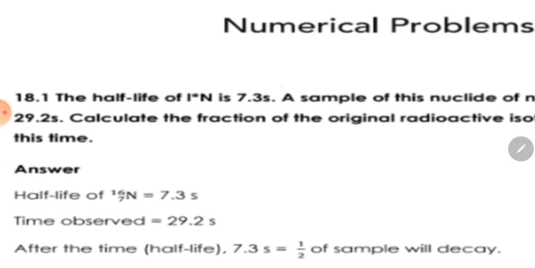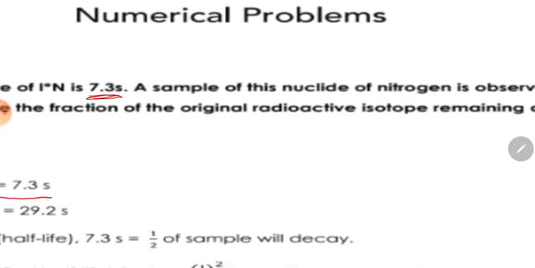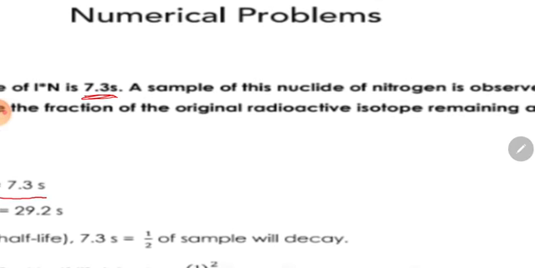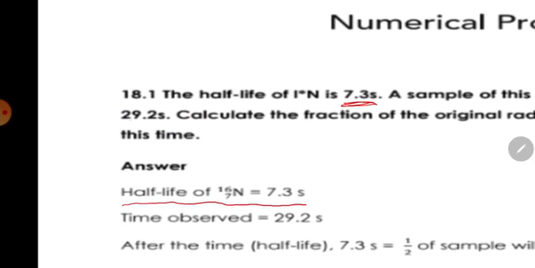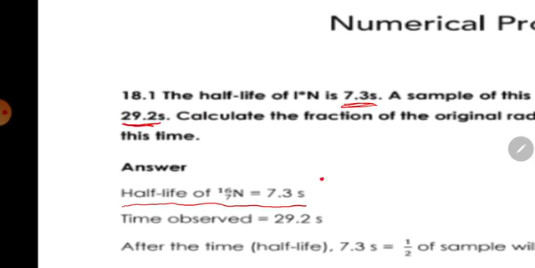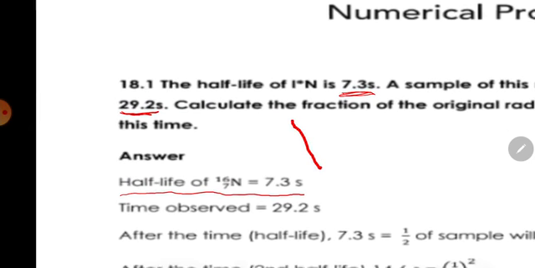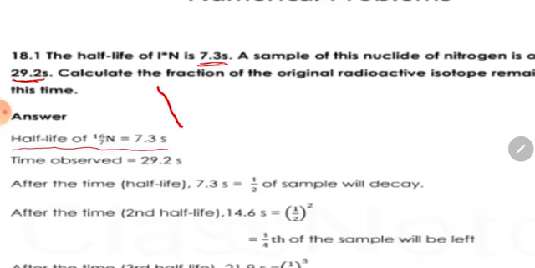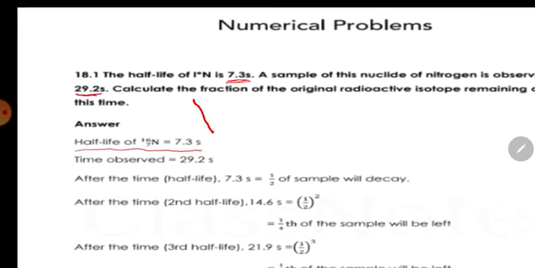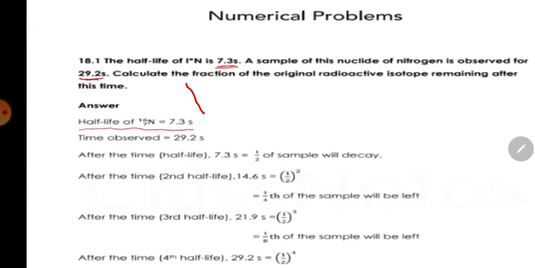The half-life of nitrogen is 7.3, so half-life is 7.3 seconds. A sample of this nuclide of nitrogen is observed for 29.2 seconds. So this is the time for which observation is made. Calculate the fraction of the original radioactive isotope remaining after this time.